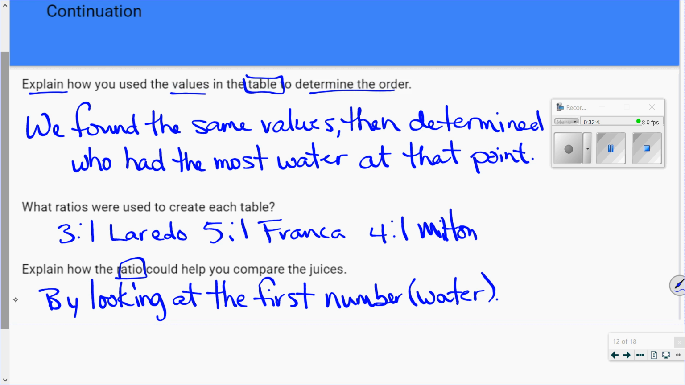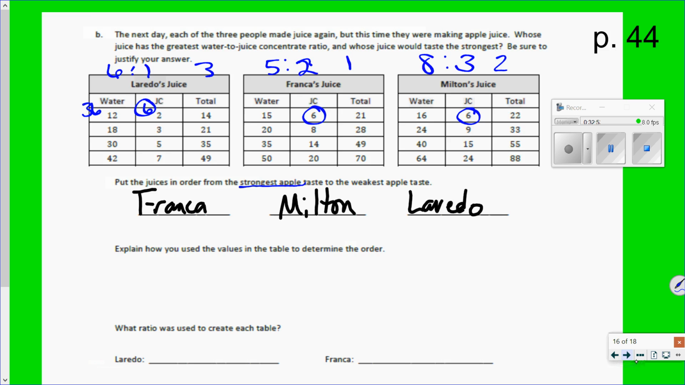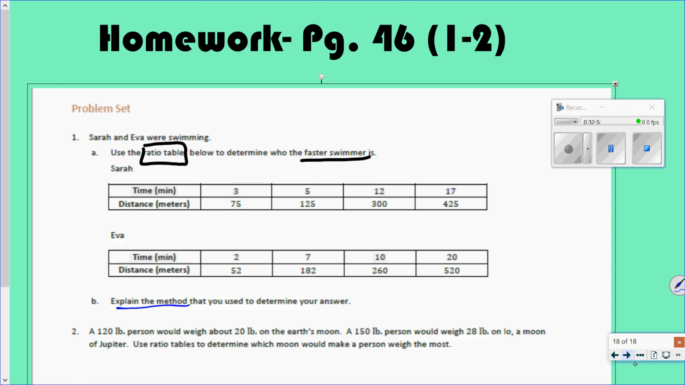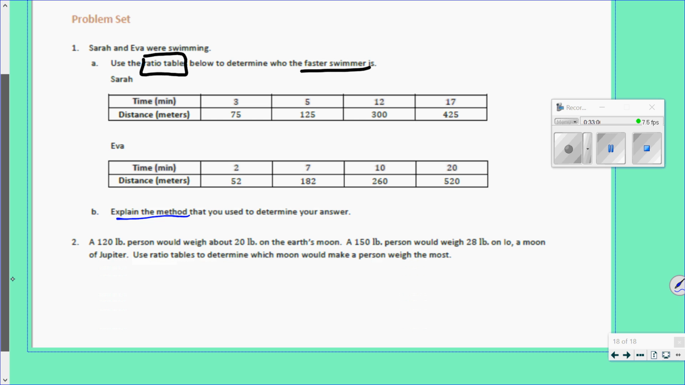Okay, unfortunately we're basically out of time, guys, so I want everybody to really quickly jump over to page 46. Here's your homework. Number 1, use the ratio table below to determine who the faster swimmer is. Okay, I'll give you a hint. We don't find the same number, but there are a lot of ways to combine two of the numbers from one to get you a number that is an easy extension to compare to the other.